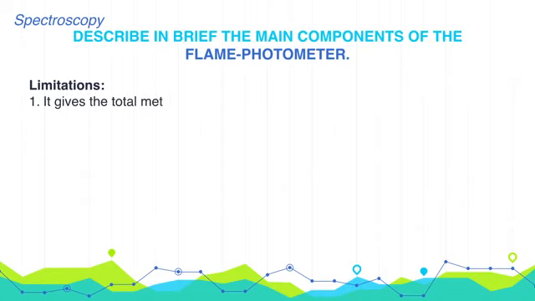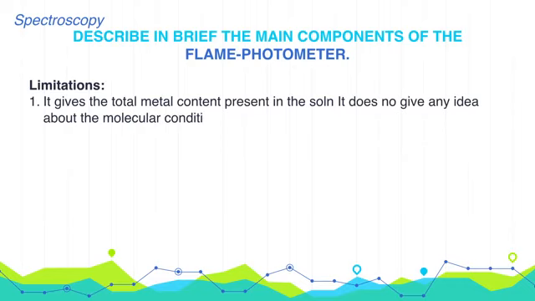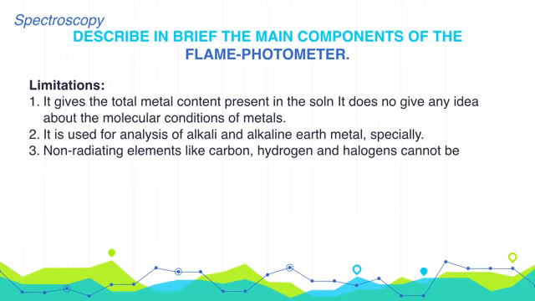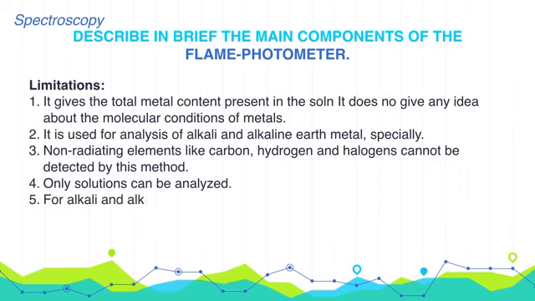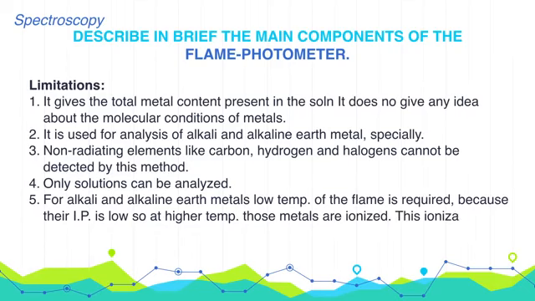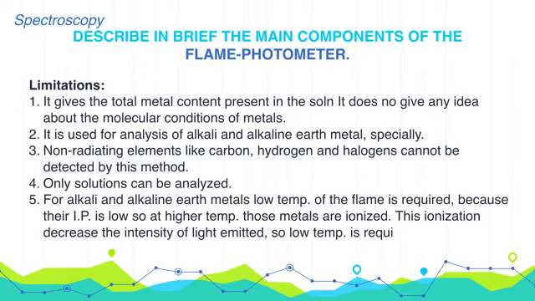It gives the total metal content present in the solution. It does not give any idea about the molecular condition of the metal. It is used for analysis of alkali and alkaline earth metals especially. Non-radiating elements like carbon, hydrogen and halogens cannot be detected by this method. Only solutions can be analyzed. For alkali and alkaline earth metals, low temperature of the flame is required because their ionization potential is low. So, at higher temperature, those metals are ionized. This ionization decreases the intensity of the light emitted, so low temperature is required.